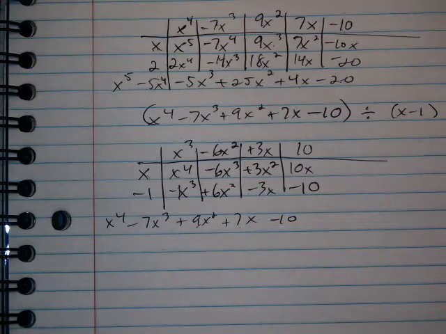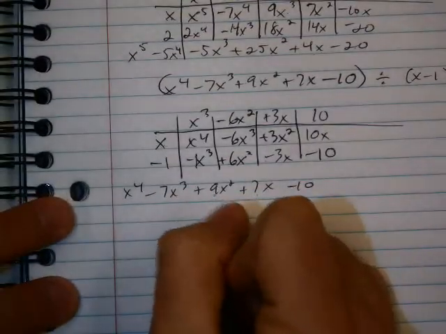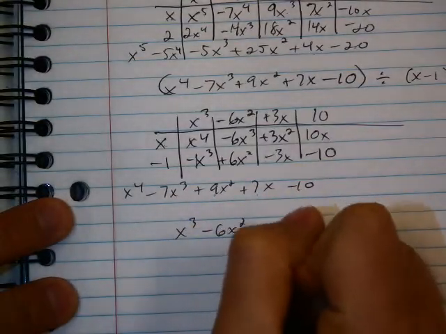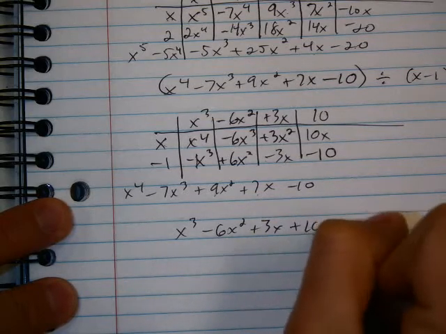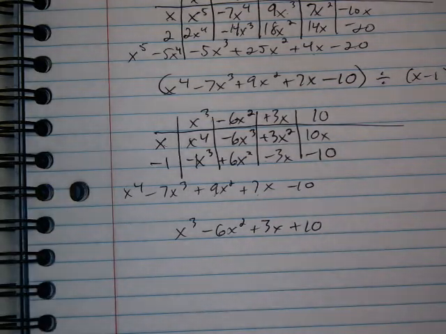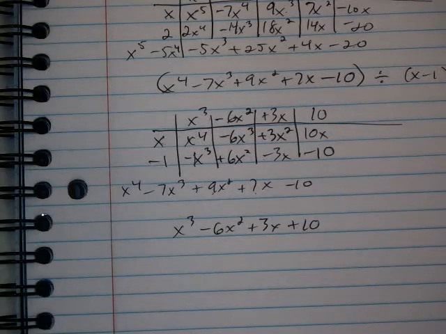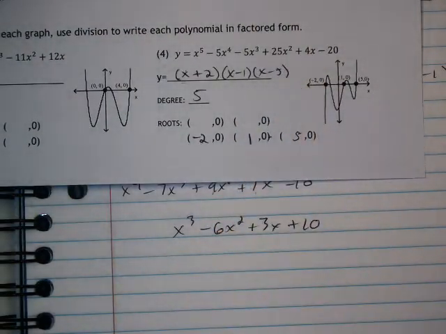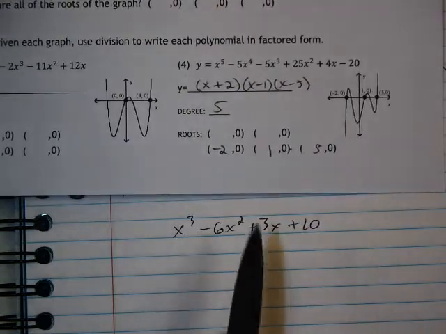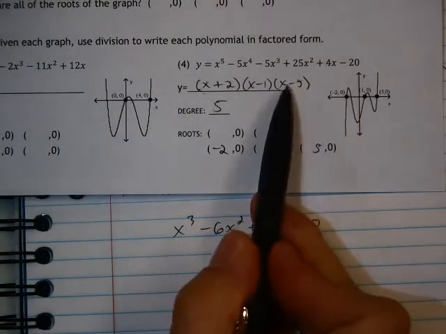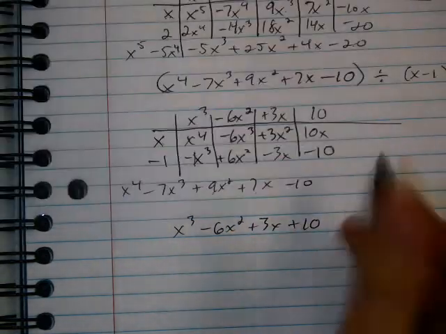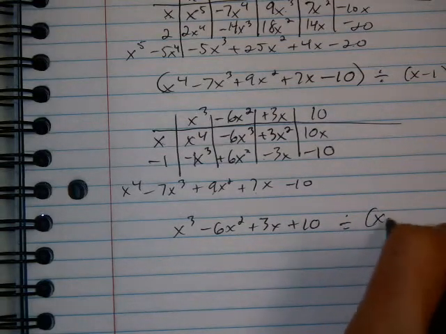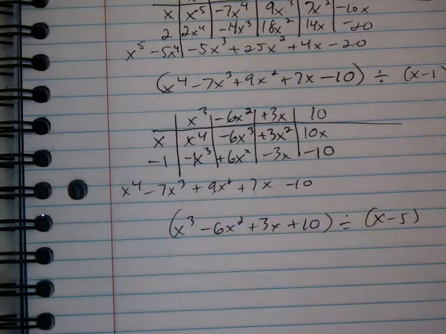So we've divided twice, and now we've got this result, x to the third minus 6x squared plus 3x plus 10. Are we done? No, we're not, because now we still want to get these other two factors, and we don't have them yet. So now we have to take this and divide by this very last root, x minus 5. So now we're dividing by x minus 5.